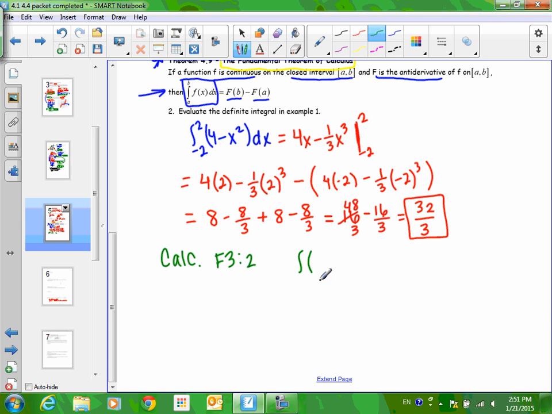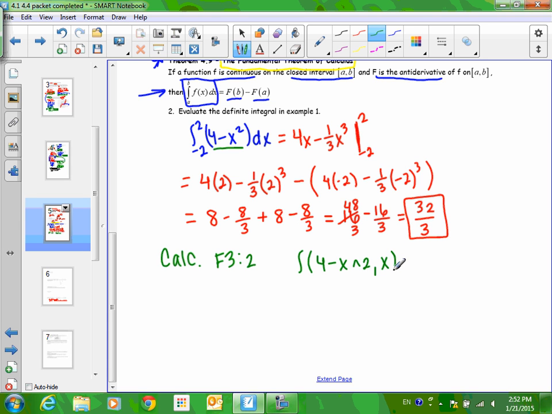All right, and then it opens up the parentheses. Now, remember, you're going to first put in your function. So 4, and in your calculator, you're going to need to do this. 4 minus x squared, comma, remember what goes next? Comma x.